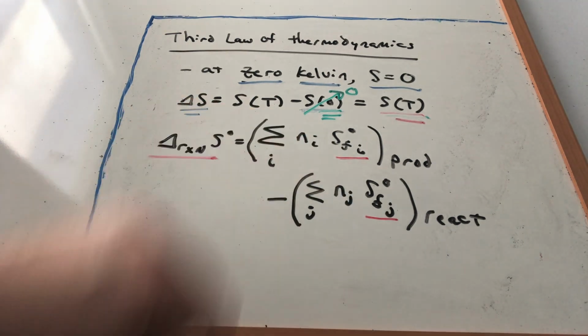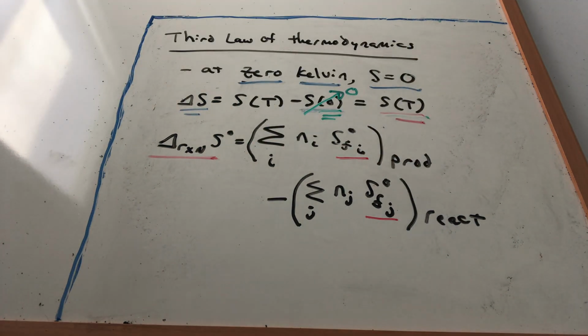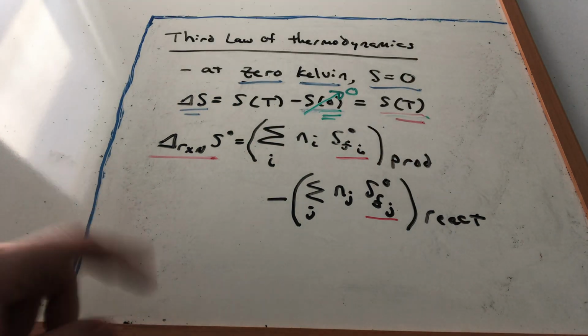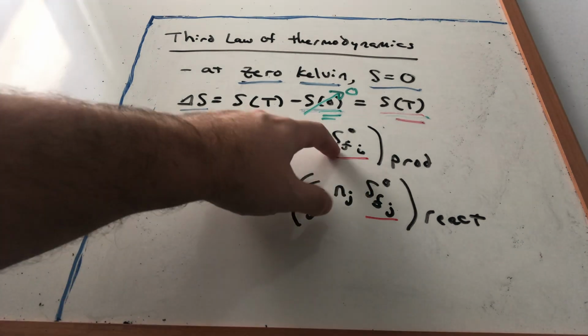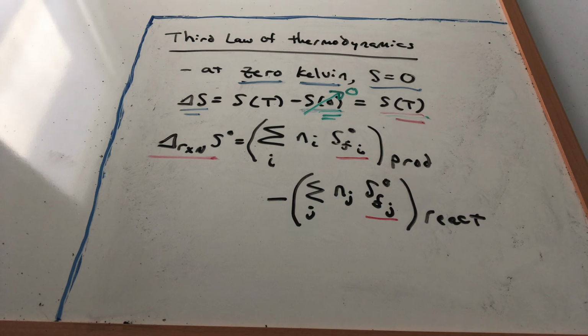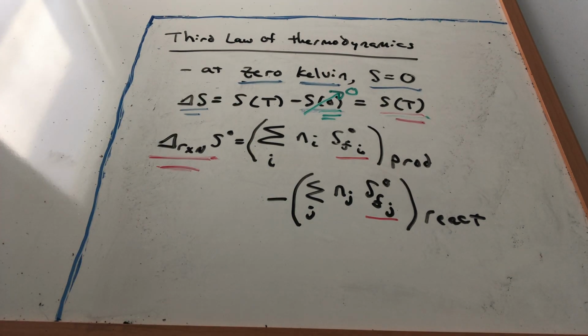These are still stoichiometric coefficients. You still do the sum for the products, and then you do the sum for the reactants. The exact same process, except you're looking for S naughts instead of delta S naughts of formation. So this will give you the entropy change for a reaction, and it'll give you a number, and it'll also give you a sign.